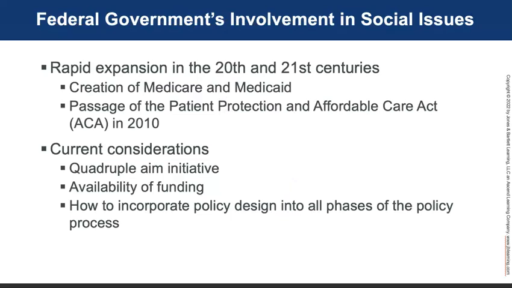The federal government's involvement in social issues. In the 19th century and before that, there really was not very much governmental involvement in social issues. There was a rapid expansion in the 20th and 21st century. Medicare and Medicaid were created in the 1960s.